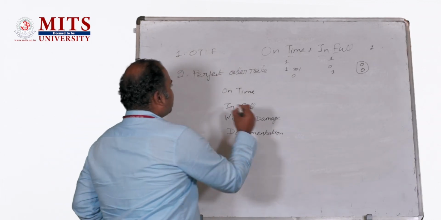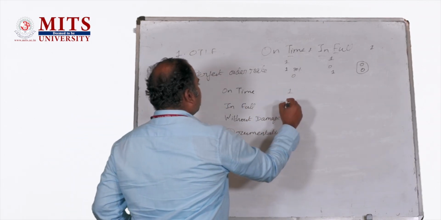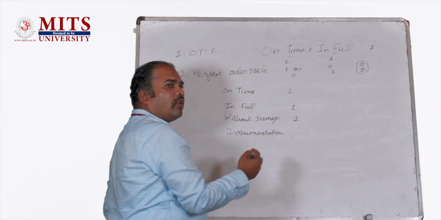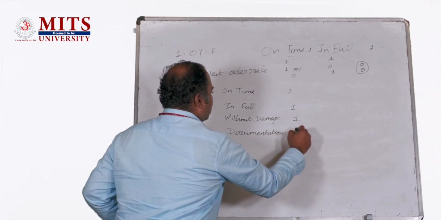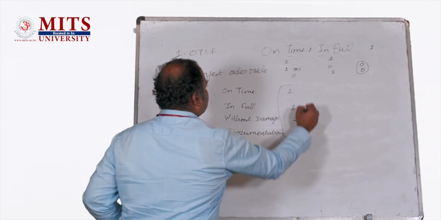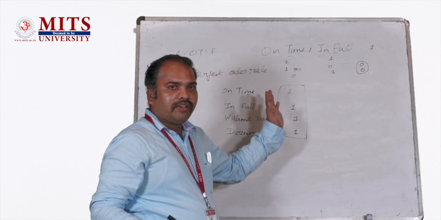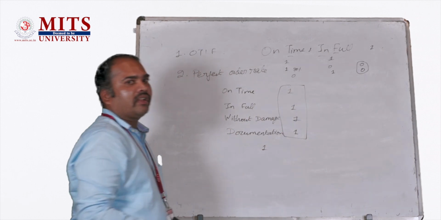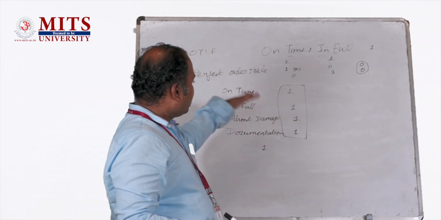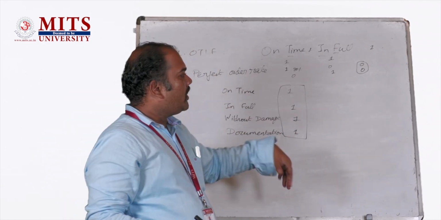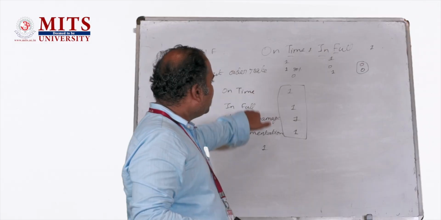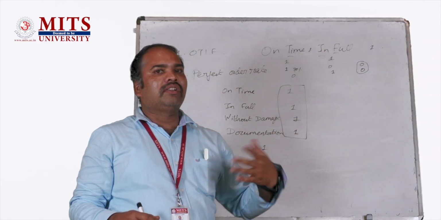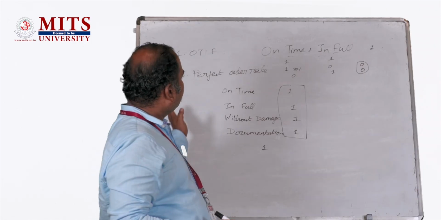So if it is on time, if it is in full, and if there is no damage, and if the documentation is also perfect, if all those factors have been fulfilled, then my perfect order rate is 1 for that particular order. The perfect order rate is how many orders have satisfied these 4 factors out of total orders I have placed or the particular supplier has received. That is perfect order rate.